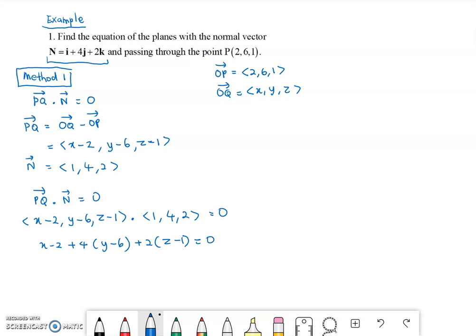So we simplify this, we will get x plus 4y plus 2z minus 2 minus 24 minus 2. Then we bring this constant to the right hand side, and we get x plus 4y plus 2z equals 28. So this will be our equation of the plane.